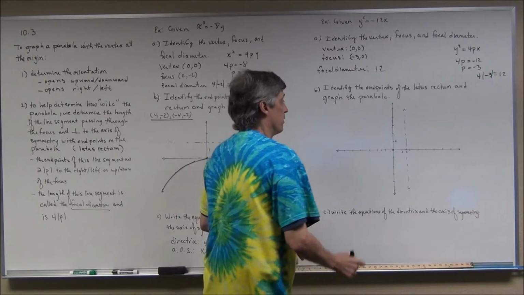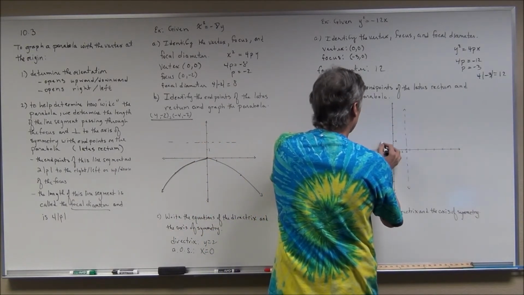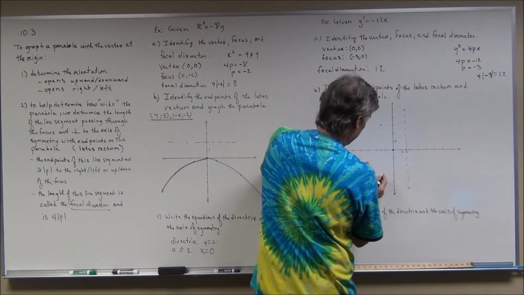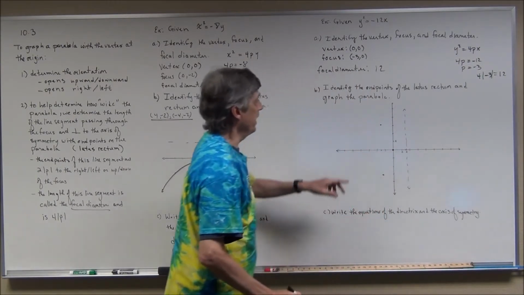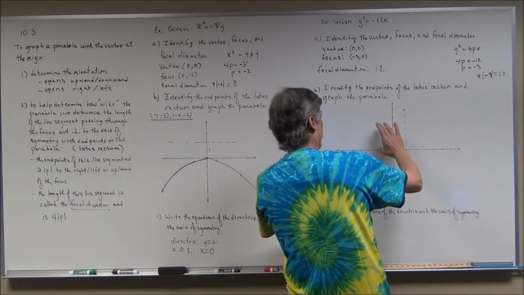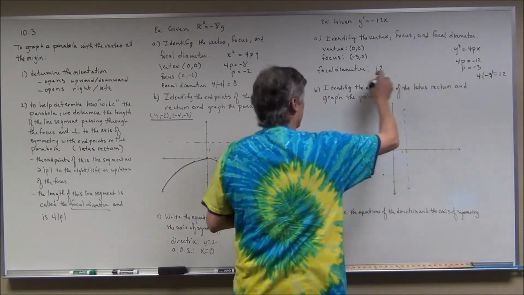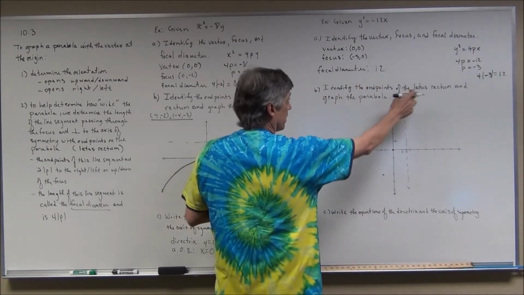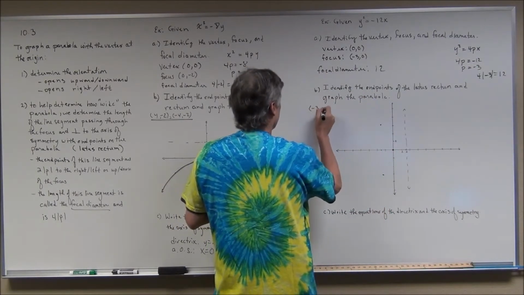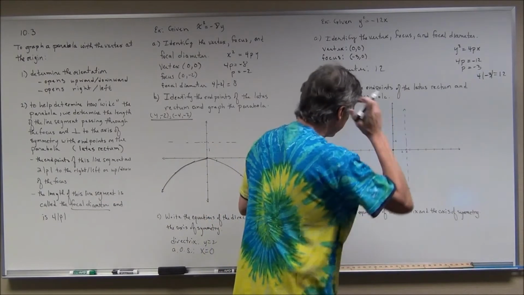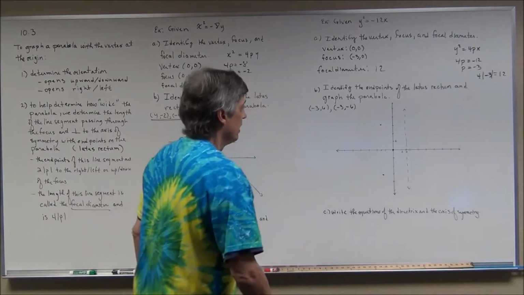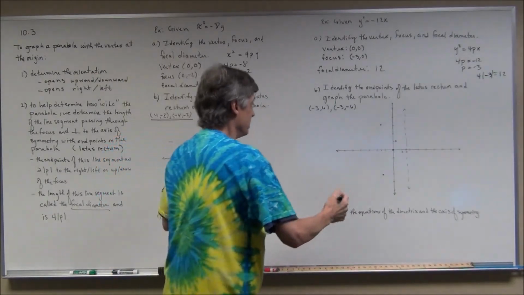So from the focus, I'm going to go 6 units up and 6 units down, and those would be the endpoints because it has to have length 12. This is 12 if I go 6 above and 6 below. These are the 2 endpoints of the latus rectum, which would be at (-3, 6) and at (-3, -6). Okay. So now I just have to try to make a reasonable sketch.